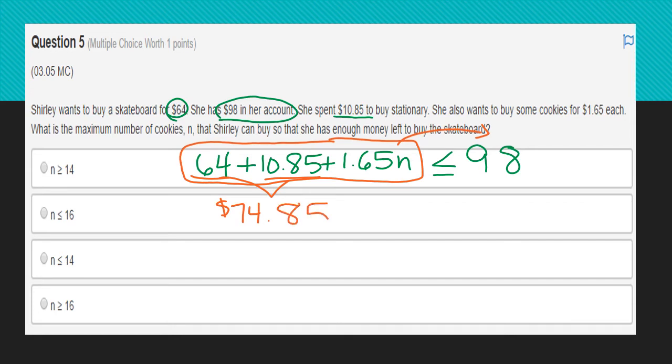And that gives us $74.85 plus $1.65n is less than or equal to 98.